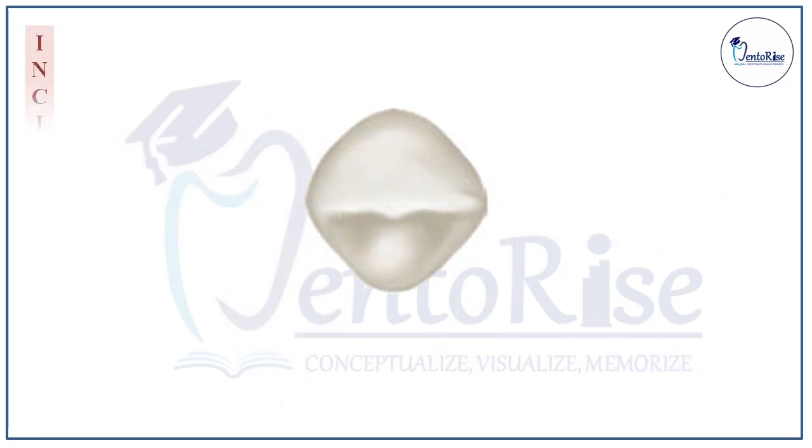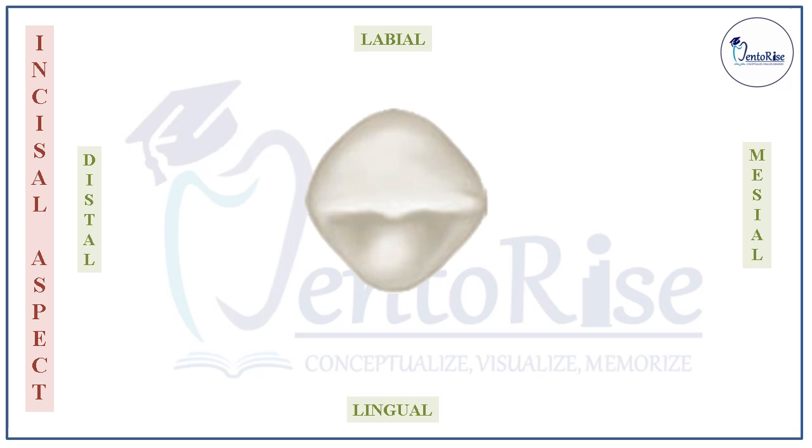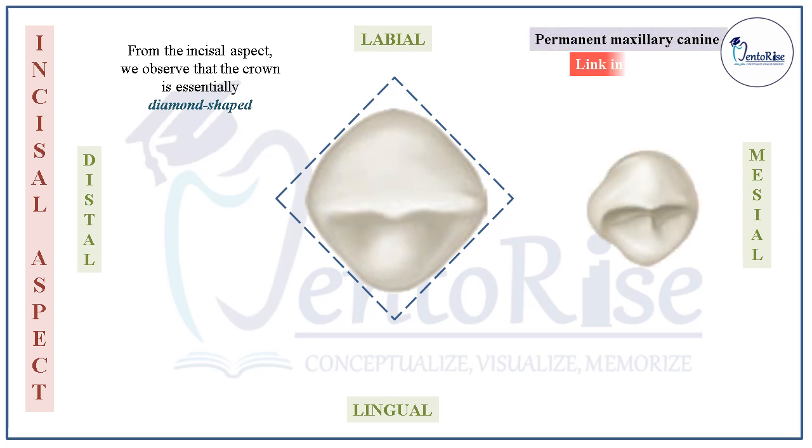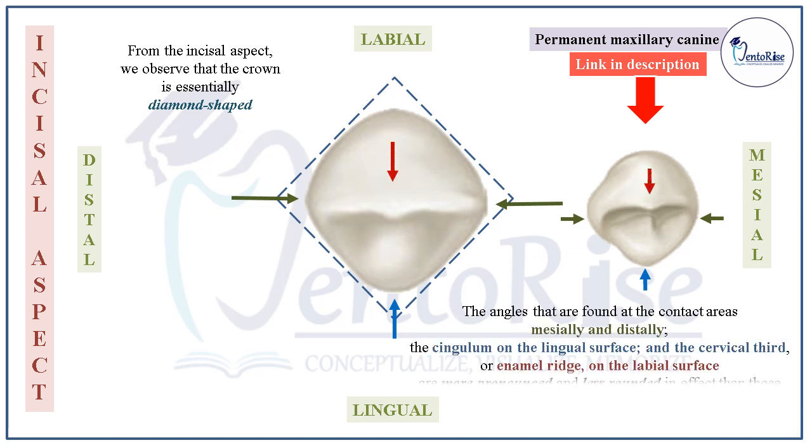Now, coming to the incisal aspect, overall the crown of primary maxillary canine from the incisal aspect is somewhat like a diamond shape. You can observe the figure. Also, if we compare the incisal aspect of a primary maxillary canine with that of the permanent maxillary canine, then the angles that are found at the mesial and the distal contact areas, the angle which is found at the cingulum and the cervical third, and also the angle which is found at the enamel ridge on the labial surface, these angles in a primary maxillary canine are more pronounced and less rounded in comparison with that of the permanent maxillary canine. Please observe the figure and differentiate.